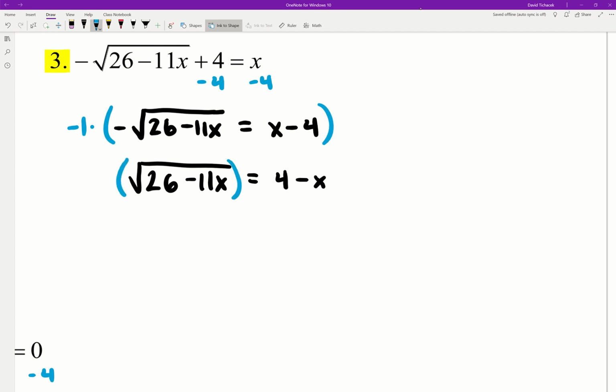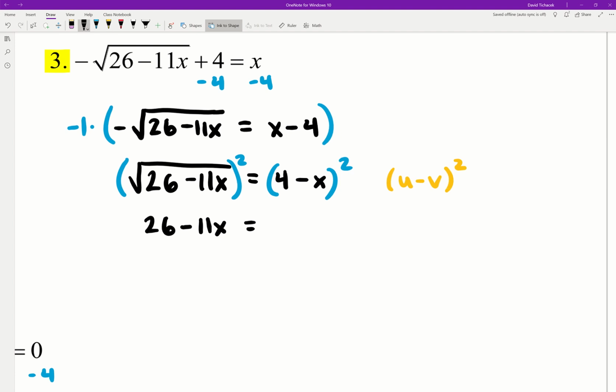So I'm just going to raise both sides to the power of 2 really quick, and then that's going to undo that radical on the left-hand side and just leave me with 26 minus 11x, and that is going to be equal to 4 minus x all squared. And the reason that I chose to write it like this is because I think it's a little bit easier to recognize that what you have here is something that looks like u minus v squared. And we have a special product formula that tells us exactly how that's going to expand out.